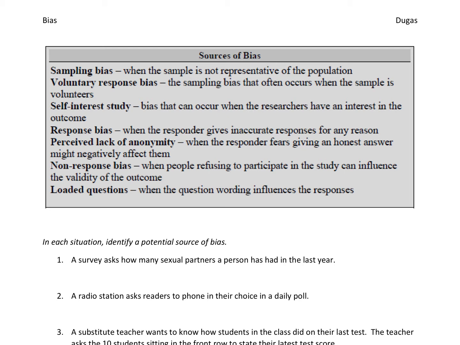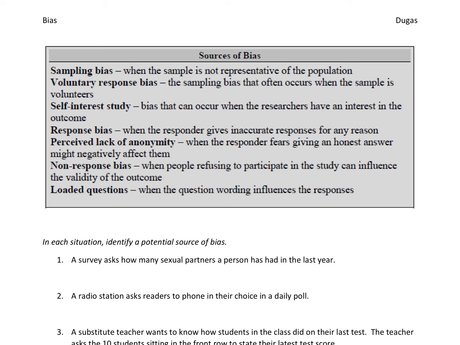Perceived lack of anonymity. This is when the responder fears giving an honest answer might negatively affect them. For example, maybe a teacher is giving a survey to her students and she wants them to tell her if she's doing a good job or not. Maybe she wants feedback on her lectures. Students, do you think I'm boring? Well, the student might not want to say, yes, you're boring, because they think that giving an honest answer might cause them to have a bad grade.